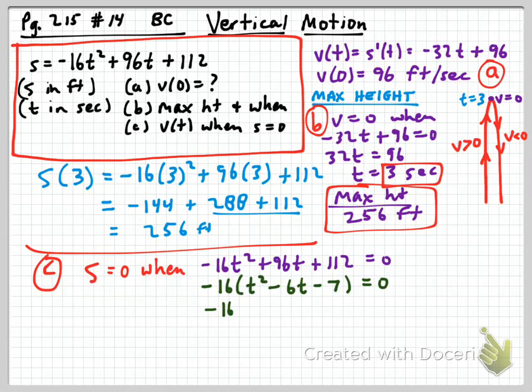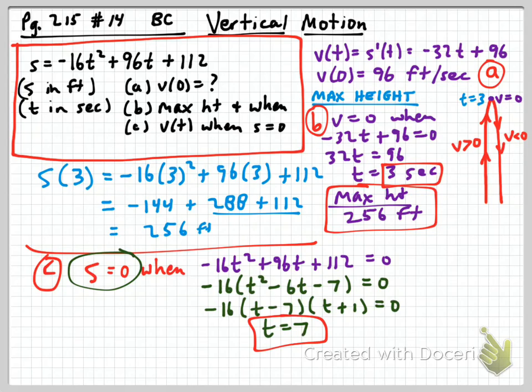Well, I guess it's not so bad. We can go ahead and factor out a negative 16 from all three terms, and we get t minus 7 times t plus 1 is equal to 0, and that means that when t is equal to 7, this object, at time 0 is at 112, but at time t equals 7, the object is on the ground because s is equal to 0. Position is equal to 0 when t equals 7.